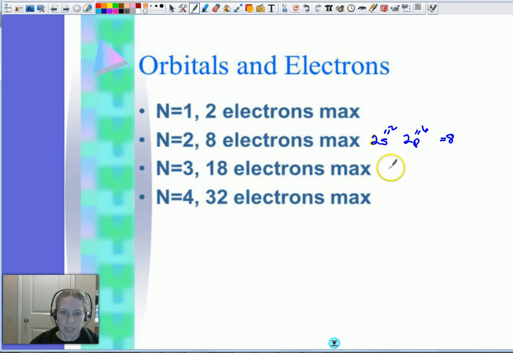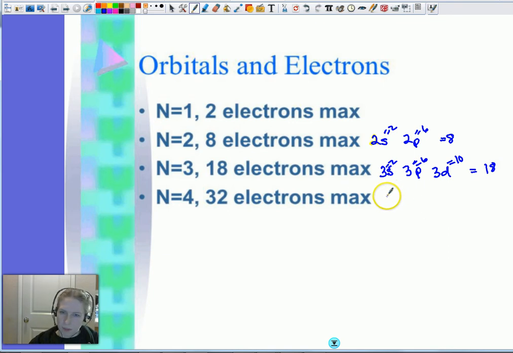Once we get into n equals 3, we're going to have our 3s, our 3p, and now we're going to throw in the d level. So we have 2, 6, and the d orbitals hold 10 electrons. So we can hold a max of 18.